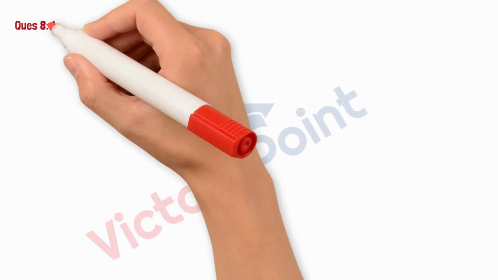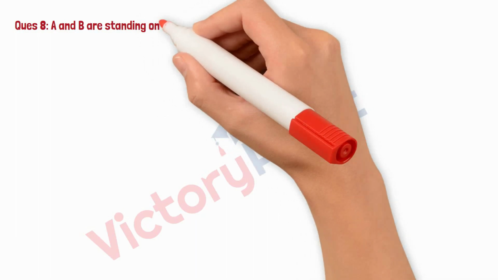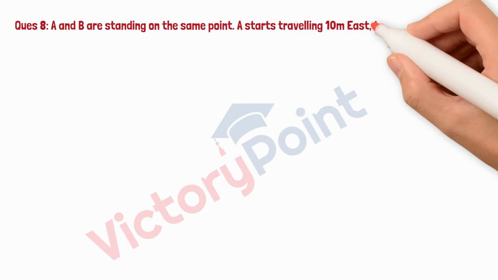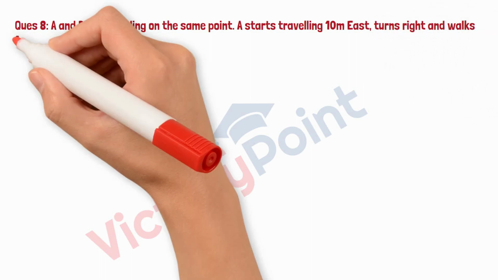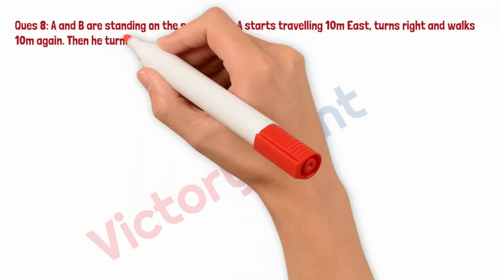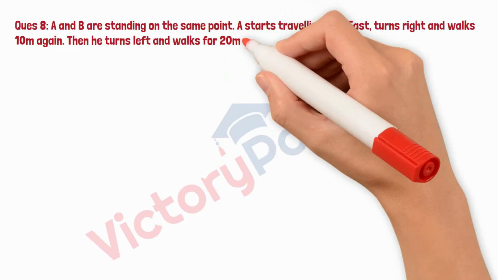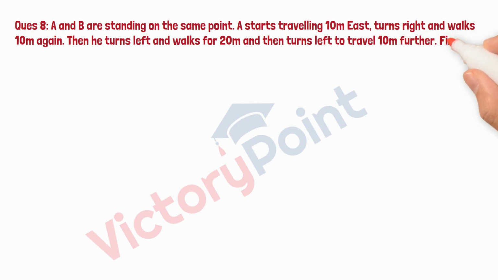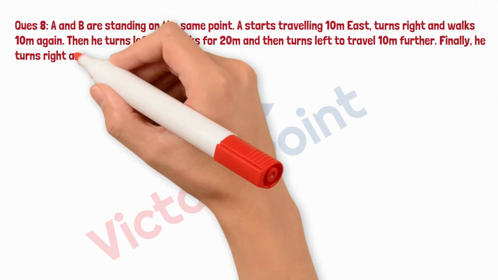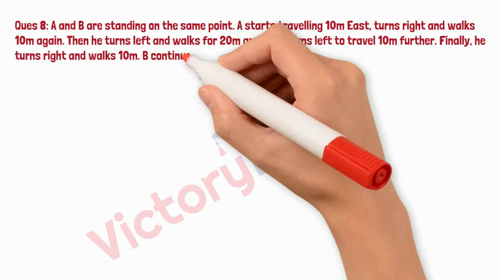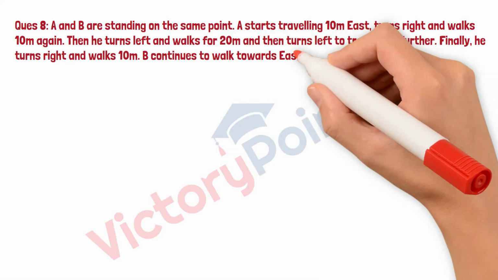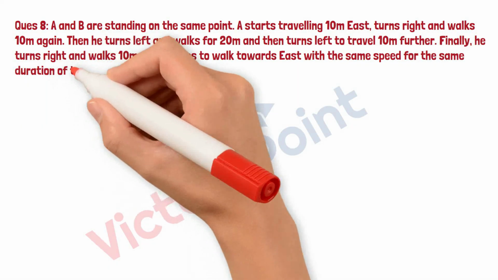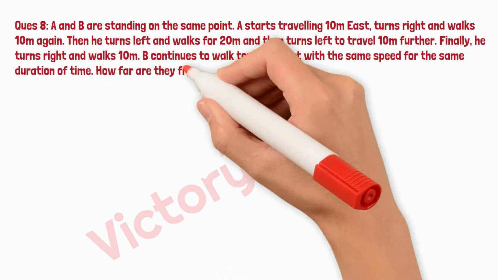A and B are standing on the same point. A starts traveling 10 meters east, turns right and walks 10 meters again. Then he turns left and walks for 20 meters and then turns left to travel 10 meters further. Finally, he turns right and walks 10 meters. B continues to walk towards east with the same speed for the same duration of time. How far are they from each other?